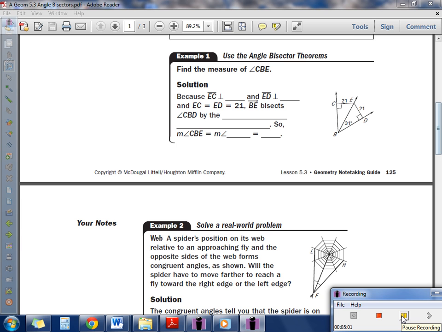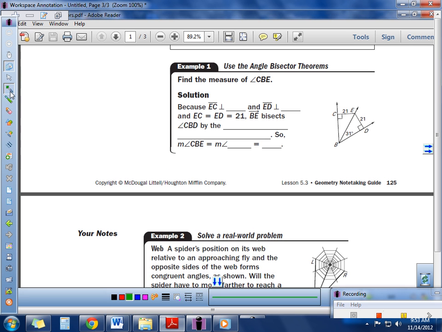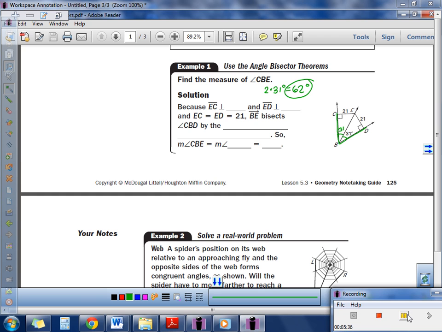On example 1, it says find the measure of angle CBE. So CBE is right here. That big angle. I want the measurement of that big angle. Well, if these segments are the same, and they're perpendicular there, then these angles will be the same. So if that's 31, this one right here is 31. But it wants the total. So I could do 2 times 31 degrees, and I get 62 degrees is my final answer there.